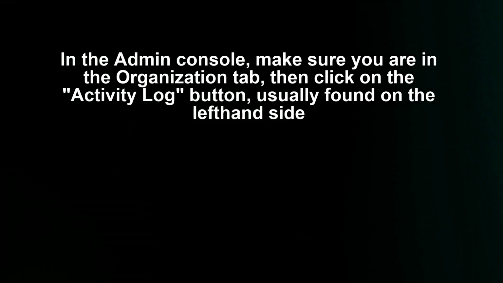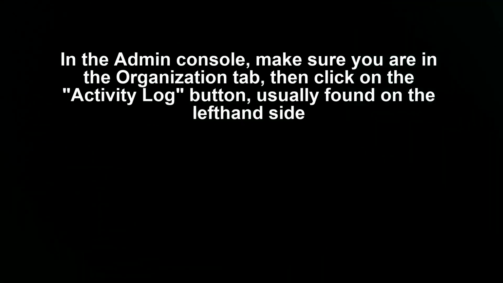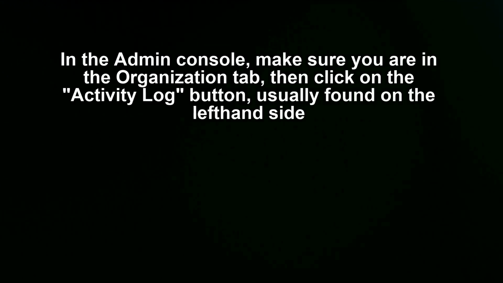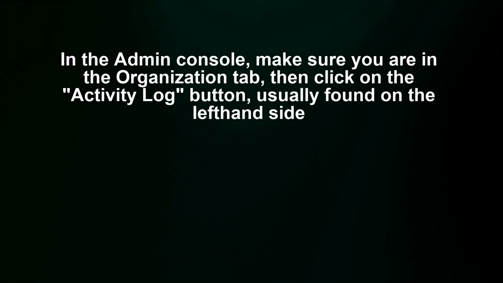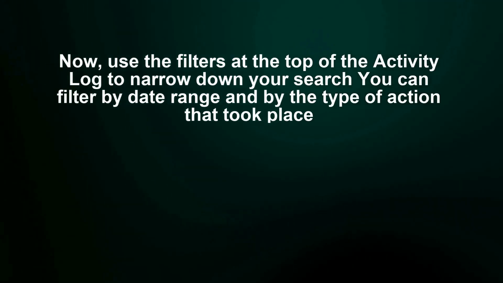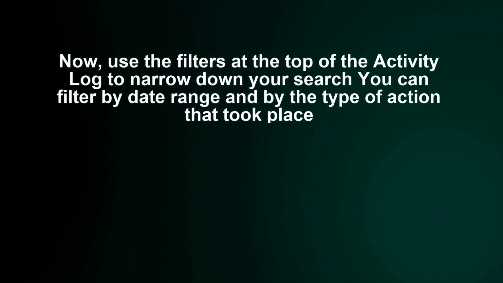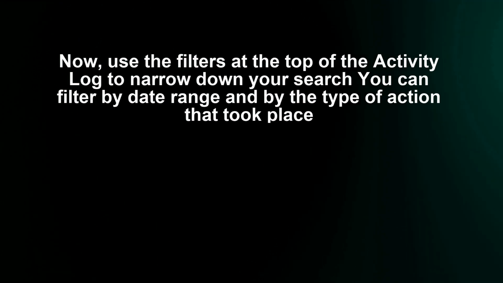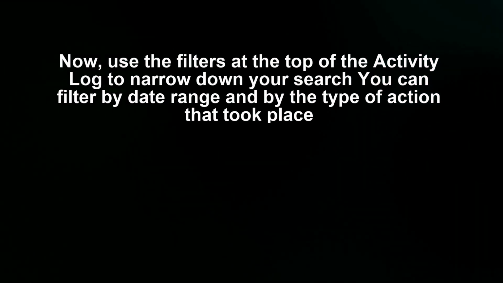In the Admin Console, make sure you are in the Organization tab, then click on the Activity Log button, usually found on the left-hand side. Now, use the filters at the top of the activity log to narrow down your search. You can filter by date range and by the type of action that took place.